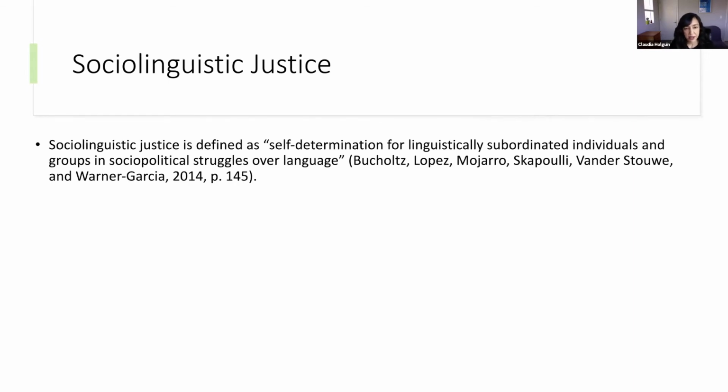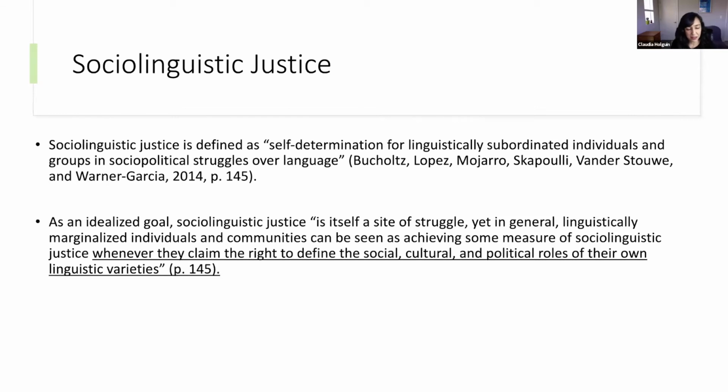Sociolinguistic justice is defined as self-determination for linguistically subordinated individuals and groups in sociopolitical struggles over language. As an idealized goal, sociolinguistic justice is itself a site of a struggle, yet in general, linguistically marginalized individuals and communities can be seen as achieving some measure of sociolinguistic justice whenever they claim the right to define the social, cultural, and political roles of their own linguistic varieties. Sociolinguistic justice begins at the local level, and it emerges contextually from individual community members' main concerns with the potential of creating larger social change.